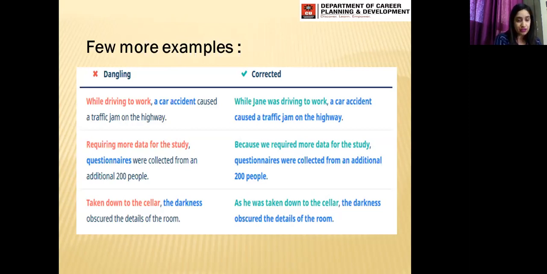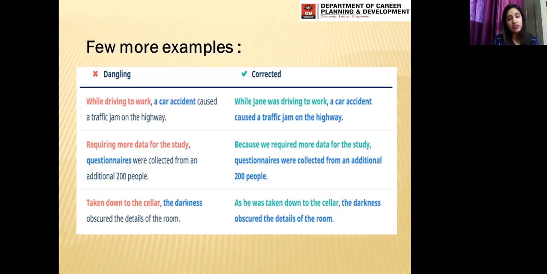"Requiring more data for the study, questionnaires were collected from an additional 200 people." Again, the second part, that is, questionnaires were collected, is correct. You don't need to change anything. We just changed the first half. We added a reason why the data was required, why the questionnaires were collected: because we required more data. Now the last sentence is, "Taking down the cellar, the darkness obscured the details of the room."